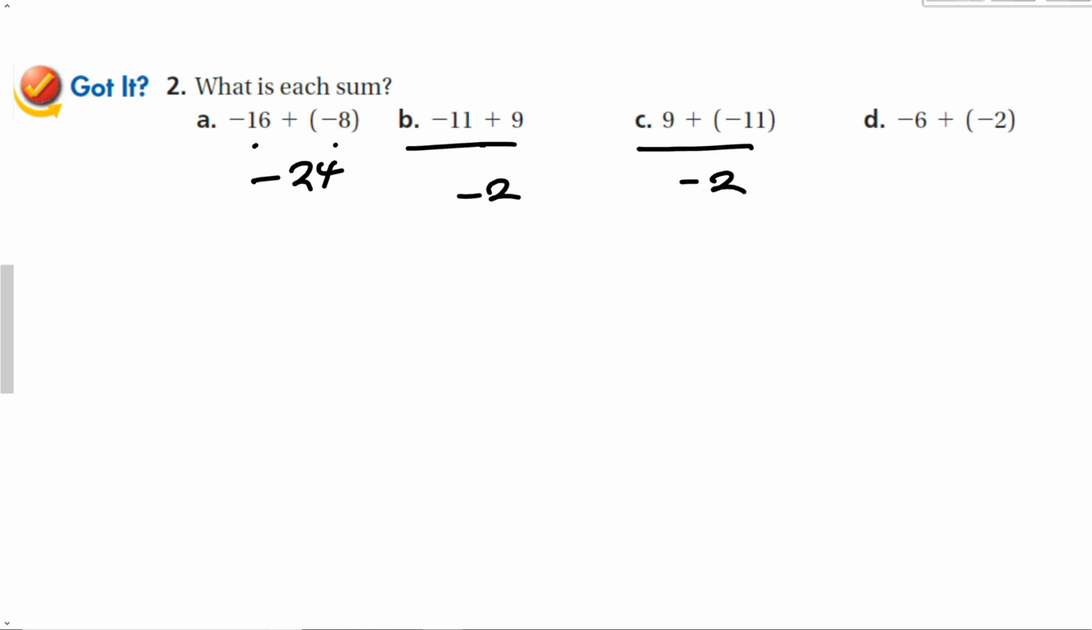And the last expression, negative 6 plus negative 2, is going to be a negative 8, because they both have the same signs. All we have to do is add them.